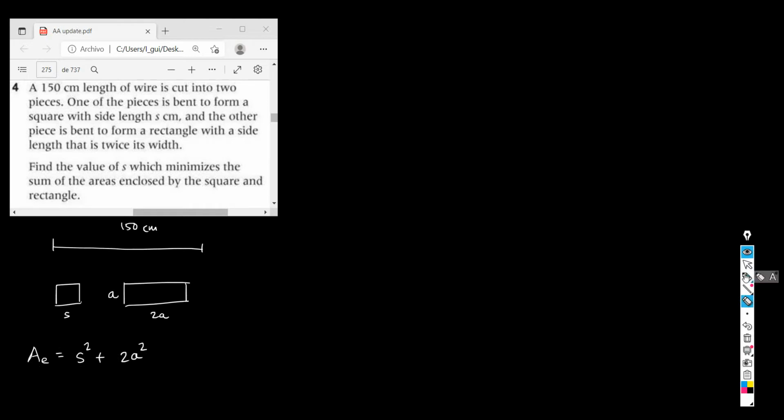With the other piece of information that they throw at me. I know that the perimeter of this square plus the perimeter of this rectangle is equal to 150. So let me put that in here. We know that 150 is equal to the perimeter of this one, which is 4S, plus the perimeter of this rectangle, which is 6A. And with this other equation, guys, that is completely independent from this one, I can make this little trick. I can isolate A.